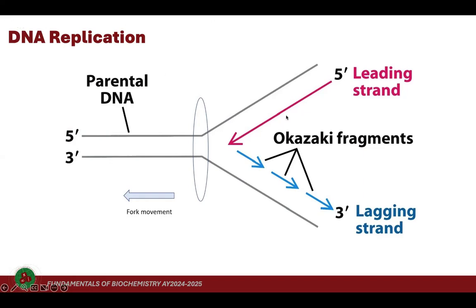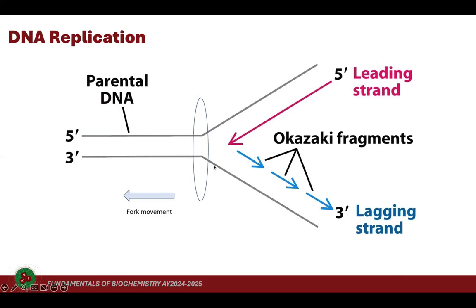Okay, so when we say semi-discontinuous, as you can observe here, one of the new daughter strands, since its template is the 5' to 3', and you know that the synthesis of new DNA strands occurs from 5' to 3', then there is no problem here. There's no issue in the synthesis of the new strand. So it will occur continuously.